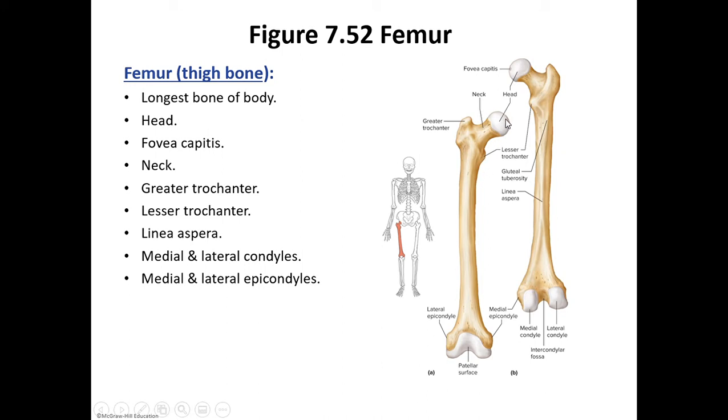The head of the femur sits on the medial side. The greater trochanter of the femur sits on the lateral side. And then as you go down, you have the lateral epicondyle and the medial epicondyle, the patellar surface on the anterior part, and the intercondylar fossa on the posterior part.